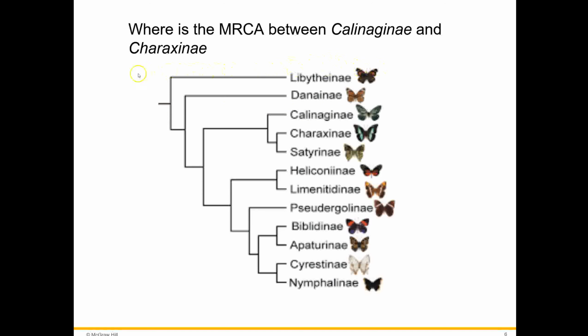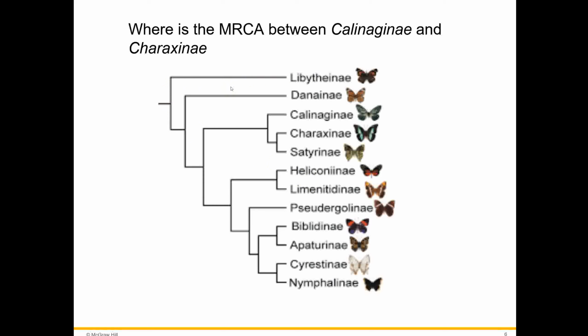Time is working in this direction, so the more ancient species are on the left, and more modern species are on the right. Everywhere it splits represents a common ancestor of everything downstream of it. So the common ancestor between the Libellithinae and the rest of these groups is right back here, right where it splits and goes to these various groups.